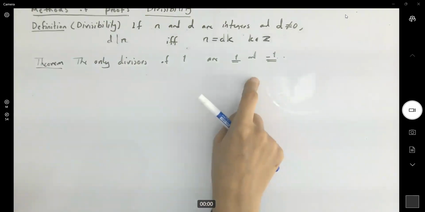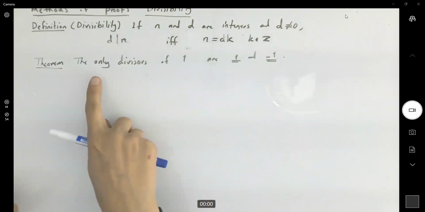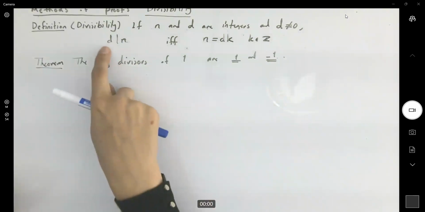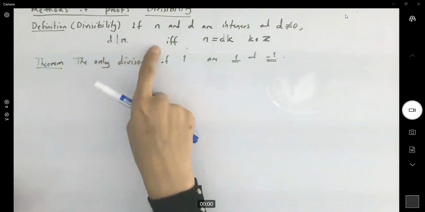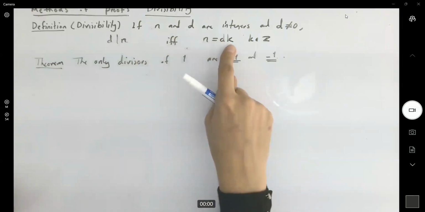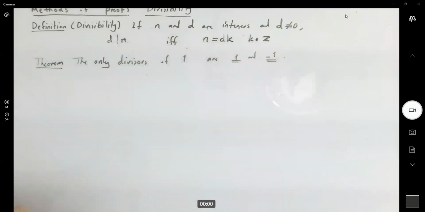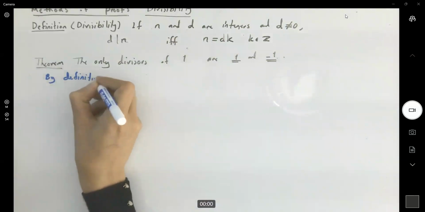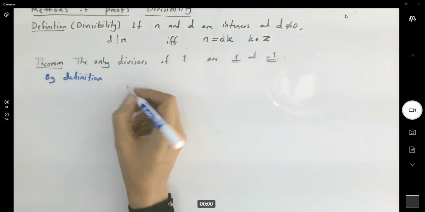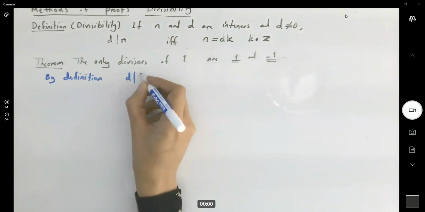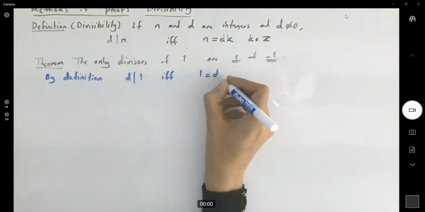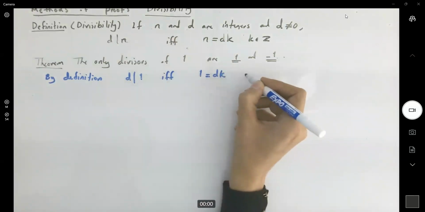Let us try to prove these statements. What's the definition of divisor? d divides n if and only if n can be written as d times k, where k belongs to Z. So let's follow the definition for now. By definition, if d divides 1, then 1 is written as d times k.